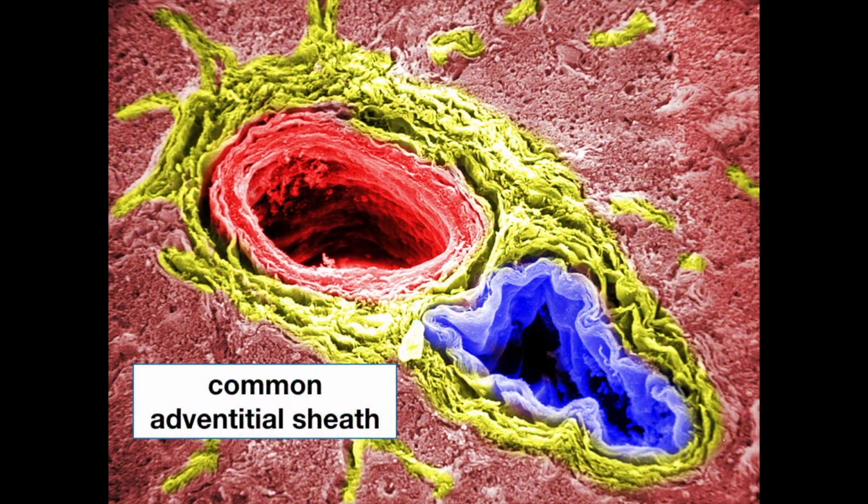This false colorized scanning electron micrograph shows that the central retinal artery and vein are contained within a common adventitial sheath of connective tissue. Compression of the vein by a sclerotic artery within this common adventitial sheath is thought to contribute to central retinal vein occlusion.